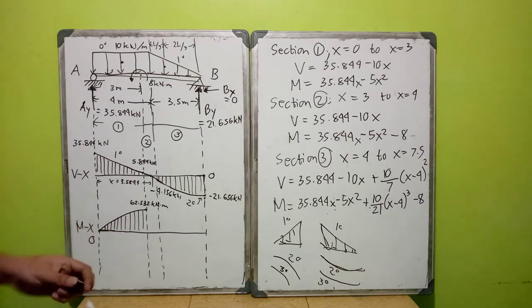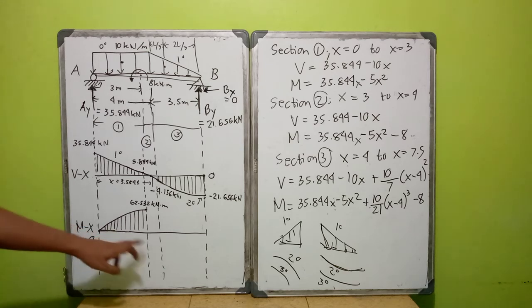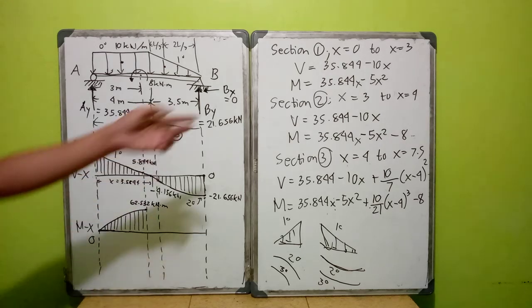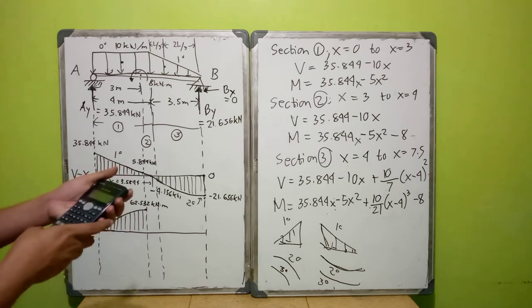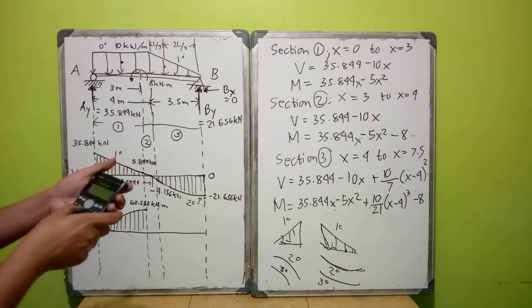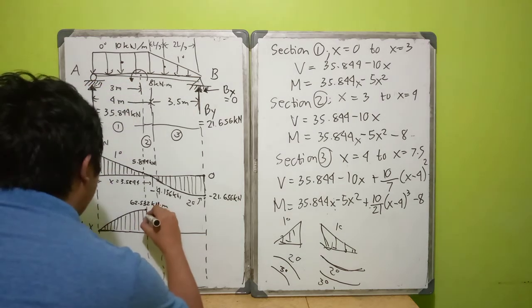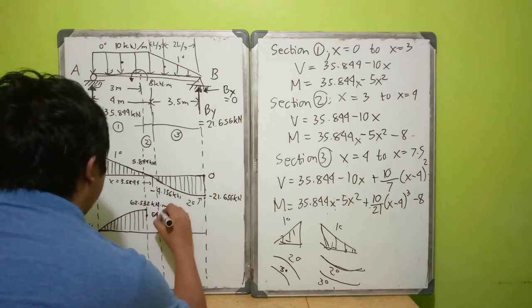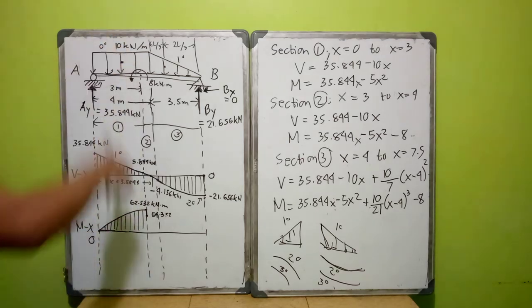So here, we have already computed the end values of section 1. What about the end values of your section 2? At x equals 3, 35.844 times 3 minus 5 times 3 squared minus 8. So 54.352. Okay, so there will be a sudden drop. It will become 54.352 here. It will be a sudden drop here, linearly downward.